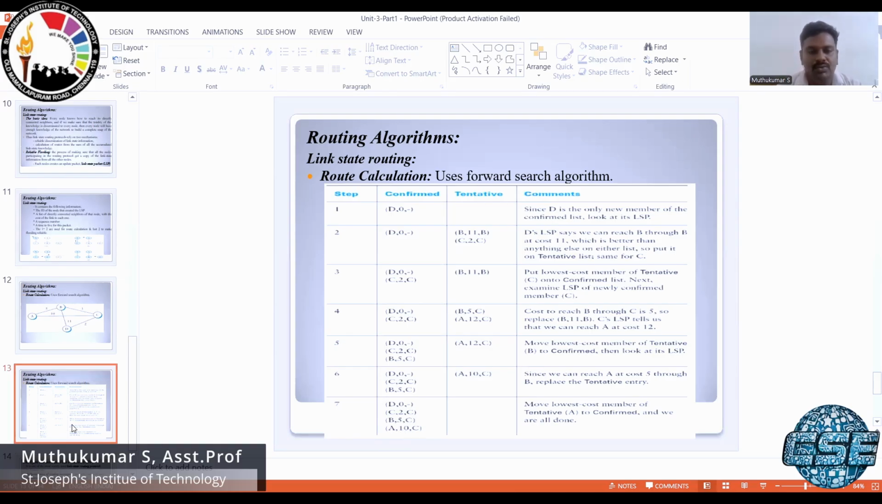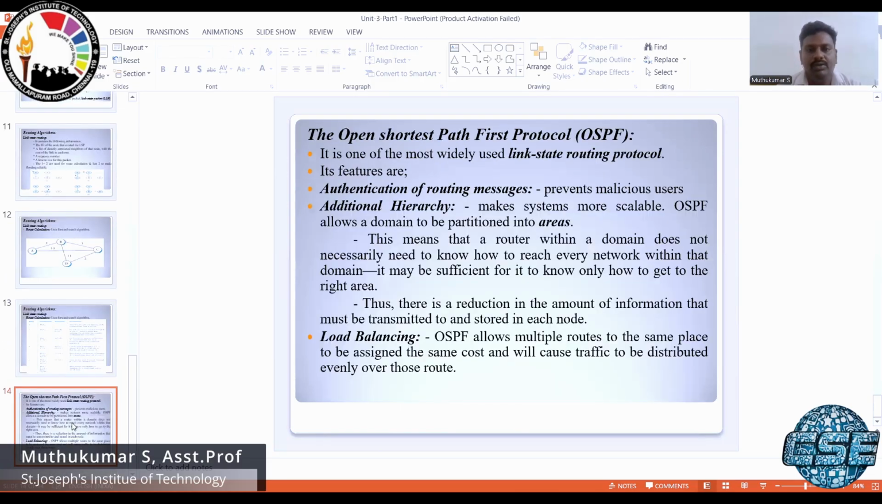This is the use of the link state algorithm. So this is the protocol based on the link state algorithm, that is Open Shortest Path First. Actually the algorithms are information based. So actually it is used in some software. So this is a protocol based on the link state algorithm.